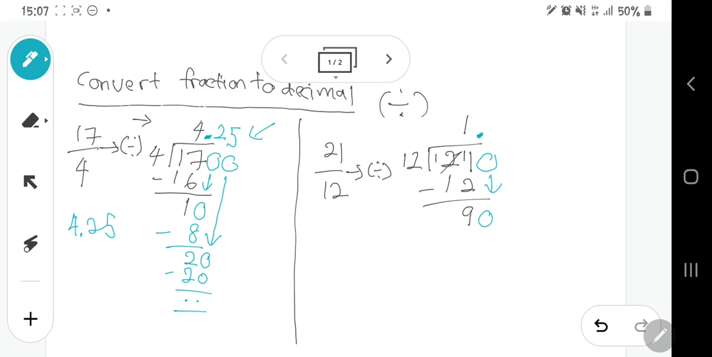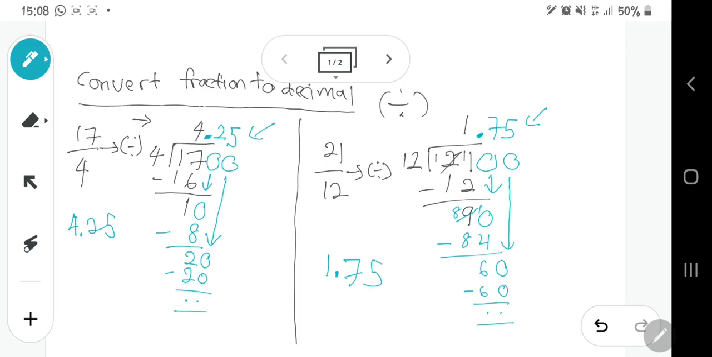Now let's continue. What times 12 is 90? Your answer should be a 7 up here, because 7 times 12 is 84. So 90 minus 84: you borrow, it becomes 10, this one becomes 8, so 10 minus 4 is 6. Still there's a remainder, so you create another 0 here and bring it down, becoming 60. Finally, 5 times 12 is 60. No more remainder, so your answer on top is 1.75. That is how you look for a decimal.